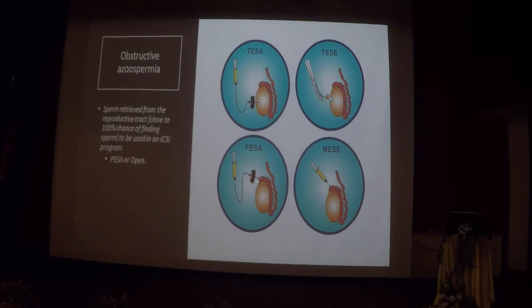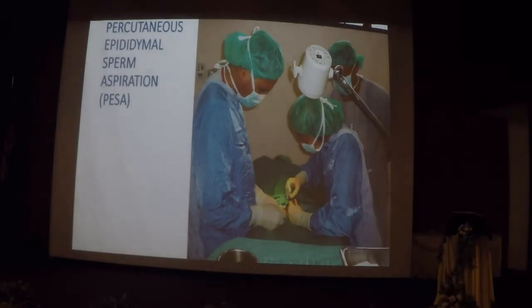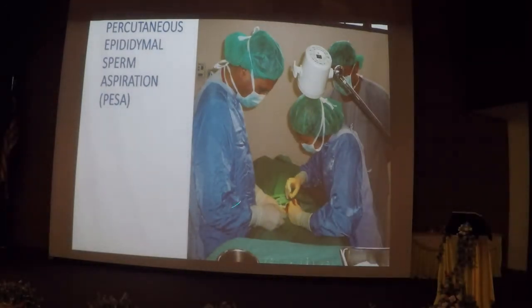If we don't find any sperm with this, we go to the next step, which is the TESA. If this also doesn't work, then we open up the testis and we take a biopsy, send it to the lab and see whether we can find any spermatozoa from there. If we do, we will freeze them and use for ICSI. So this is a procedure that we do in the lab.